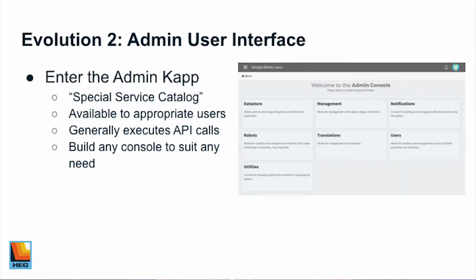So enter something like the admin user interface, or the admin cap as we call it. This is Evolution 2. It's a special service catalog, if you will, for specific users. If they have the right access, they can see this sort of data and these functions that are generally restricted. It uses the API to update the values in the back end of the form. These can be all kinds of different things, and the great thing is it's extendable. It's just using Kinetic Request. It's just a portal, if you will.